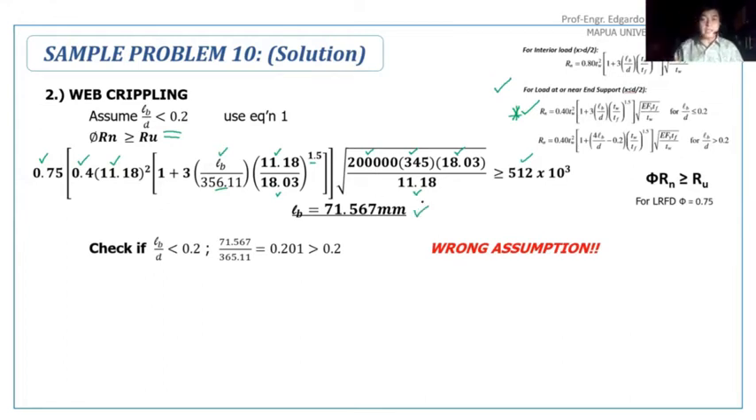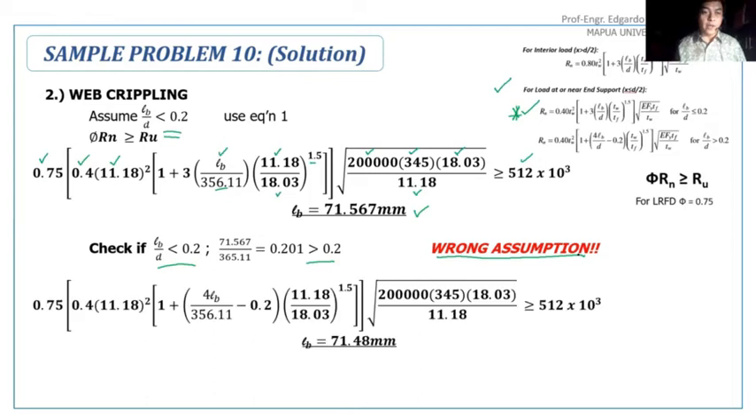After having that L sub B, we verify our assumption if it is really less than 0.2. Yung LB over D natin, chinek natin. Unfortunately, greater than 0.2 siya. So therefore, we made the wrong assumption. So therefore, we have to change the formula used for R sub n. But instead, we have to use the second formula for R sub n. No, yung pangalawa, yung huling equation natin.